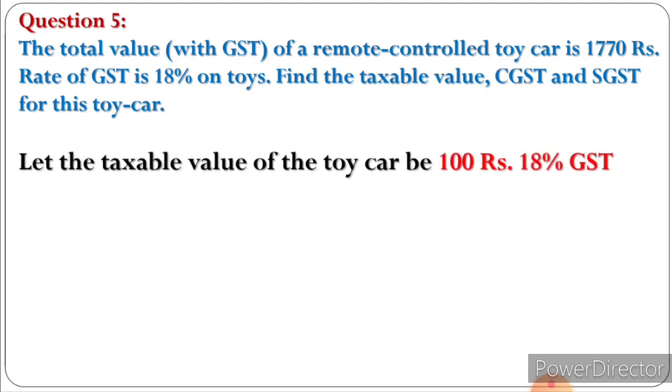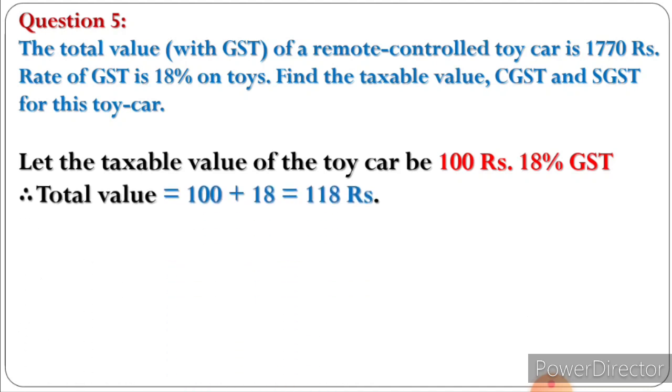Let the taxable value of the toy car be 100 rupees. As the taxable value is asked of us, let it be 100 rupees, on which we will apply the 18% GST. So what is 18% of 100 rupees? 18 rupees. So in this condition, the total value of the toy will become 100 plus 18, that is 118 rupees. So this is the first condition. We are relating this condition to the question.